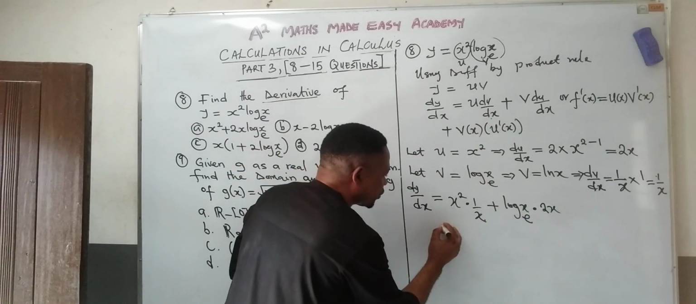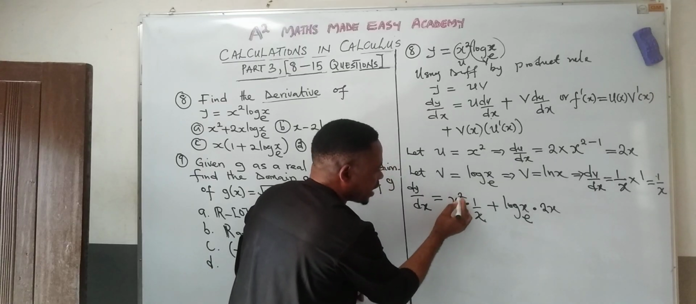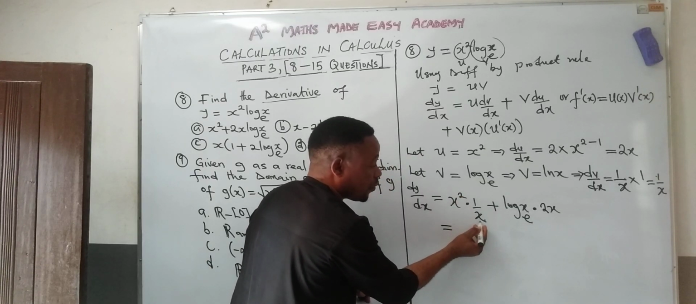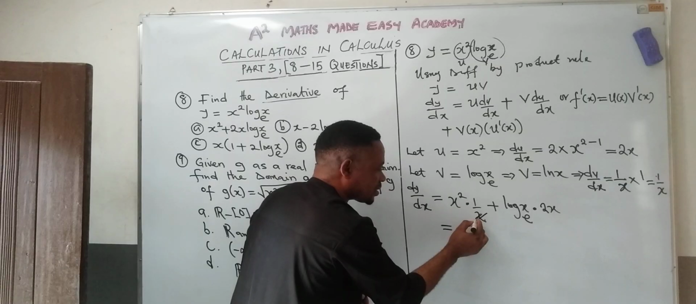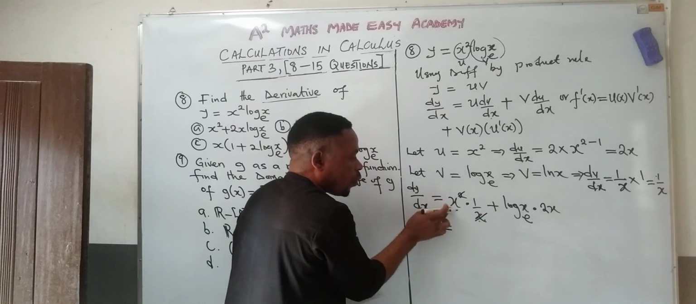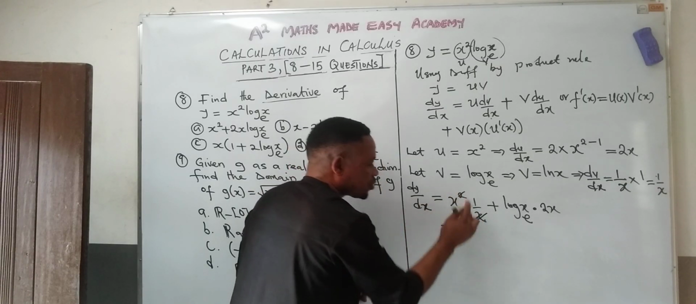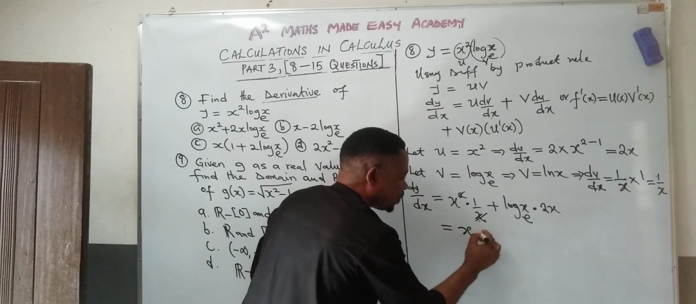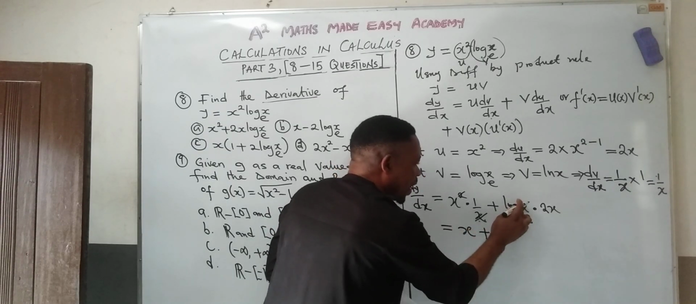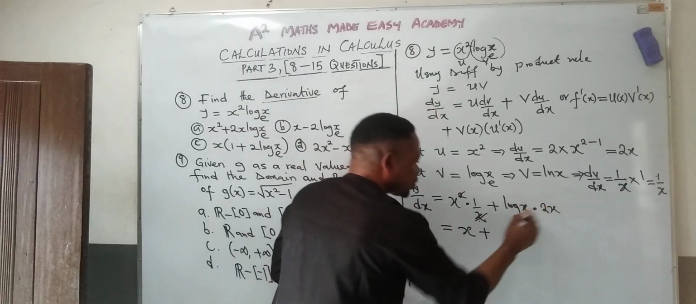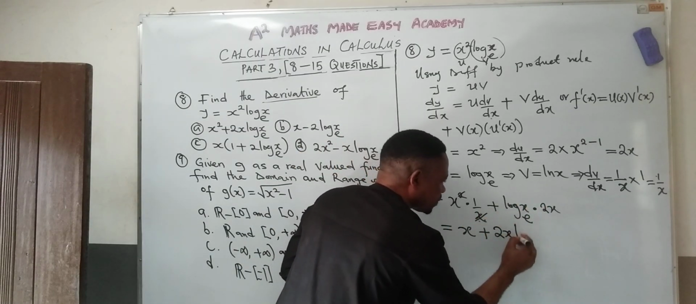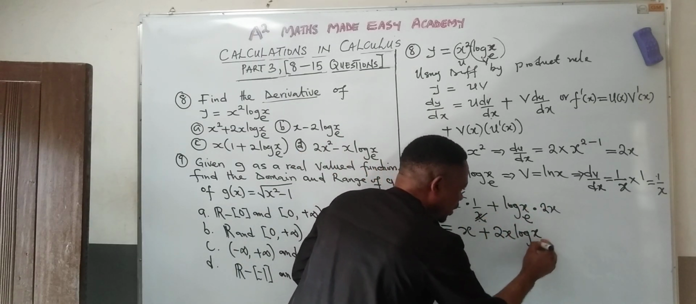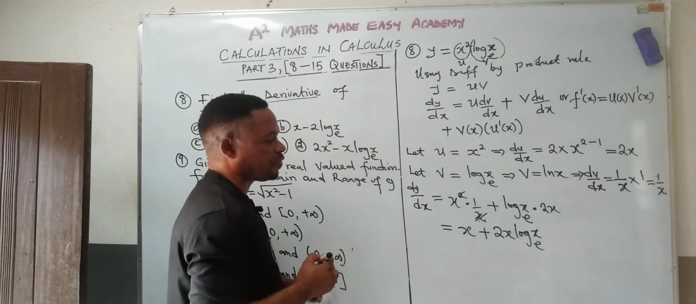Now, do you agree with me that the power of x here is squared, and down here we have just x. So one of these x down, we cancel one of these x up. What remains is just x. x times 1 will give us x. Are you with me now? Then plus log x exponential times 2x will give us 2x log x exponential. This could have been the final answer.